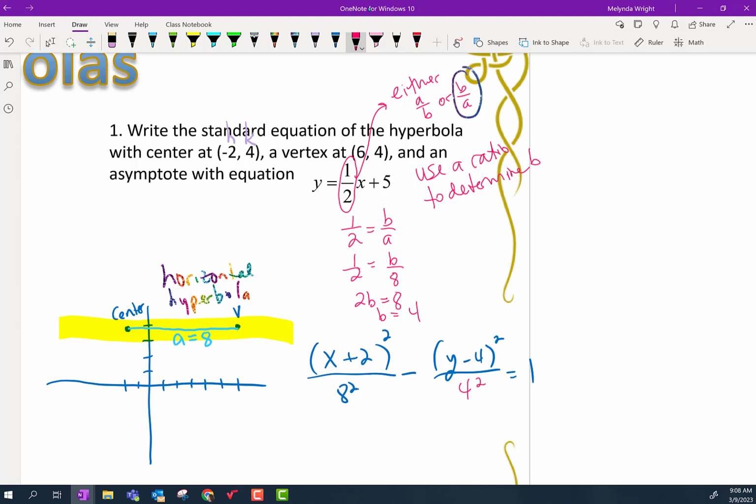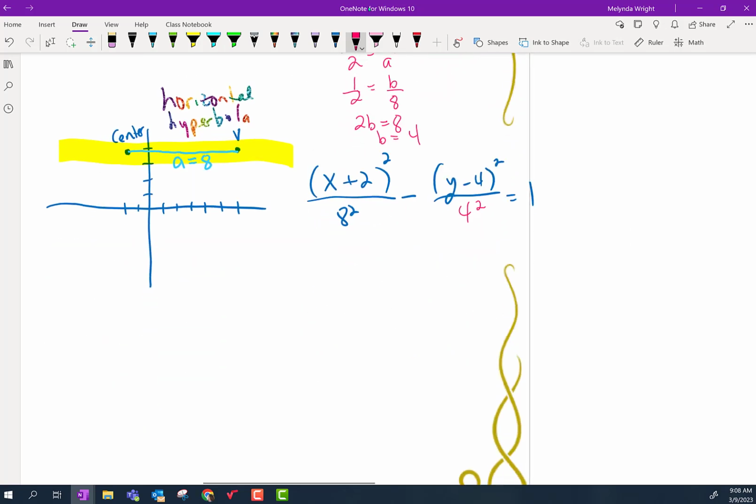So I'm going to pause there for a second. How are we doing? Does everybody understand how we found b? We used the slope as a ratio. Okay, so now let's just clean up the formula. Let's make it look proper. So this would be x plus 2 squared over 64 minus y minus 4 squared over 16 equals 1.